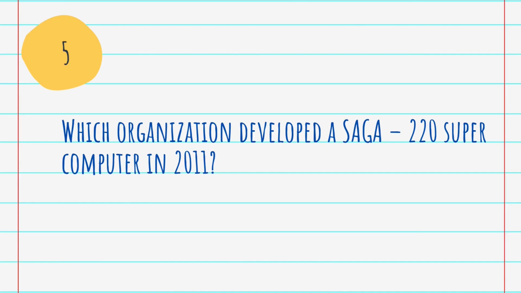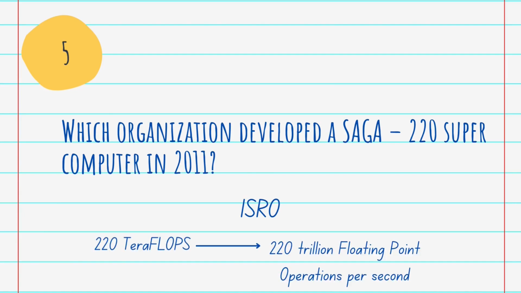Which organization developed a Saga 220 supercomputer in 2011? Answer is ISRO. Saga, which is a supercomputer for aerospace with the GPU architecture 220 teraflop, is a supercomputer built by the Indian Space Research Organization, that is our ISRO. Theoretically, it performed 220 teraflops, that is 220 trillion floating point operation per second. Actually, Saga is being used by space scientists for solving complex aerospace problems.